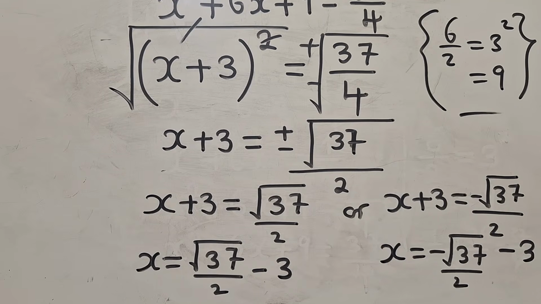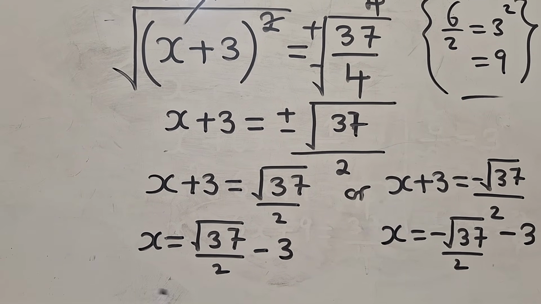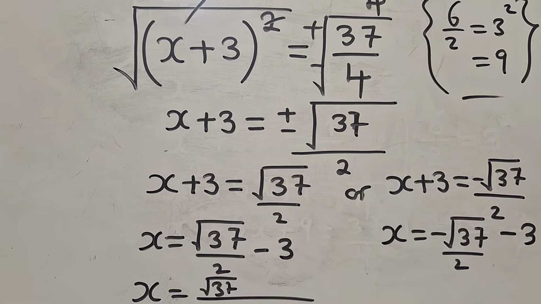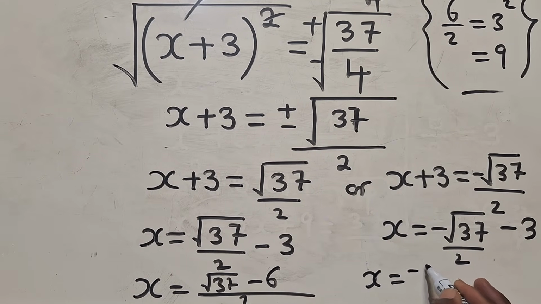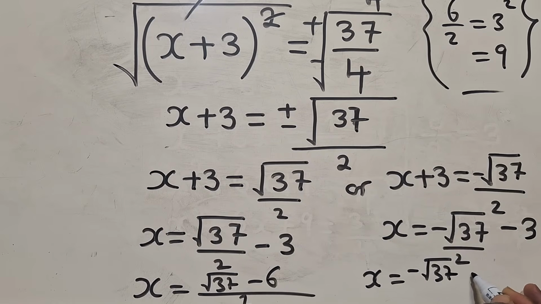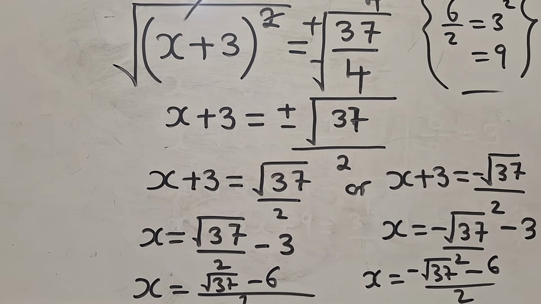And when you work it out, you simplify further and you get x is equal to square root of 37 over a 2, and then minus 6. And here, x is equal to negative square root of 37 minus 6 over a 2. Like that. Okay. So these are the solutions. If you want, you can punch on your calculator and get the decimal solutions.